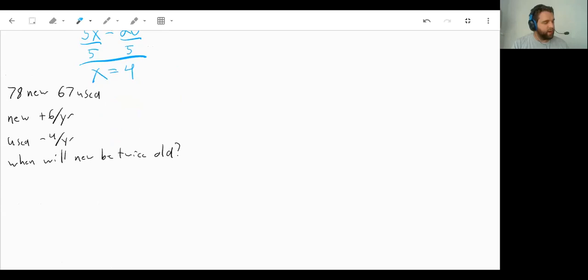Ooh, this looks like another word problem. Let's go ahead and read it out loud quick. So a car dealership sold 78 new cars and 67 used cars this year. The number of new cars sold by the dealership has been increasing on average by about 6 cars each year. The number of used cars sold by the dealership has been decreasing on average by about 4 cars each year. If these trends continue, in how many years will the number of new cars sold be twice the number of the used cars sold?